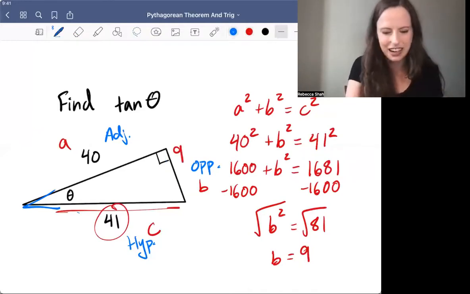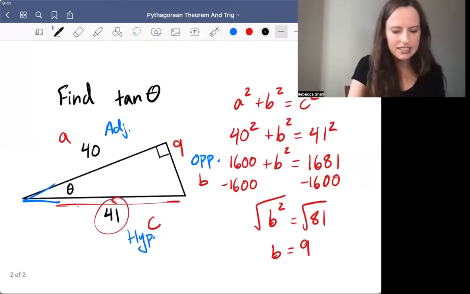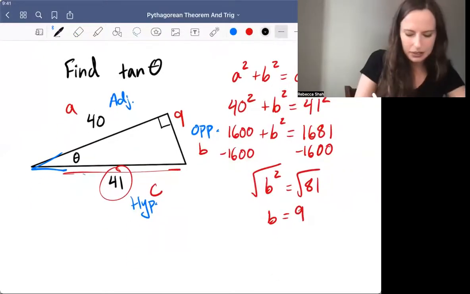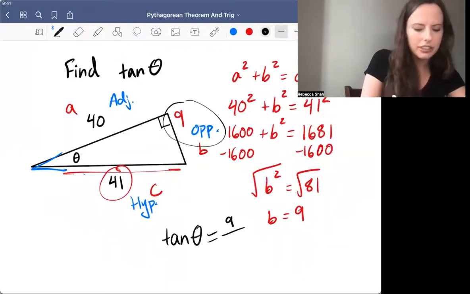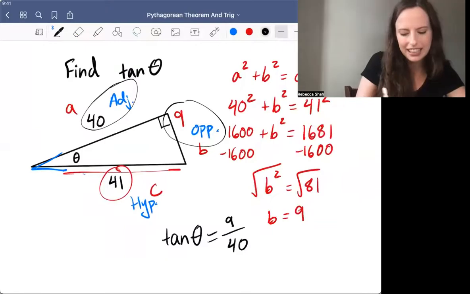So now we're ready to write tangent. So remember, tangent is opposite over adjacent. So we can say tangent of theta is our opposite side of 9 over our adjacent side of 40, and we're done.